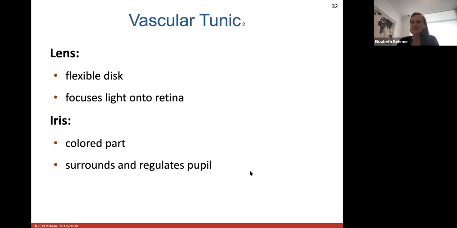The lens itself is a flexible disc that can change shape. It can bulge out or get flat, and that will help to focus light on the retina, the innermost tunic layer. The iris is the colored part of our eyes. It will surround and regulate pupil size because it's actually a smooth muscle.